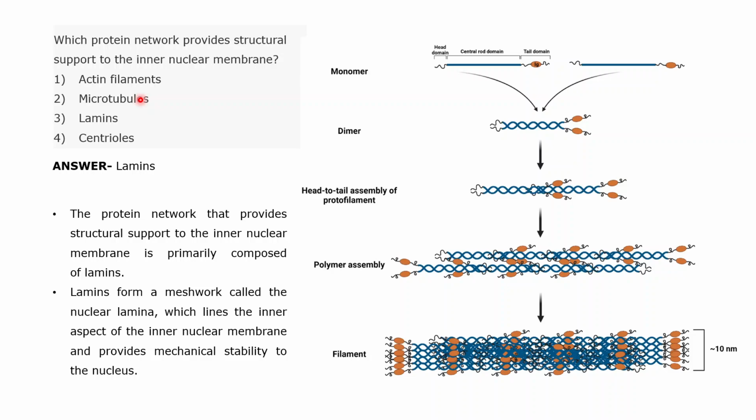Microtubules are not present there. They also attach to the lamina, but in the case of mitosis and meiosis, not in maintaining the structural integrity of the nuclear membrane. Centrioles are a component of the centrosome, which helps in the formation of spindle fibers or microtubules, which enables the metaphase-anaphase transition and the movement of chromosomes and sister chromatids to the poles. So lamins are the ones that provide structural support to the inner nuclear membrane. I hope this answer is clear.